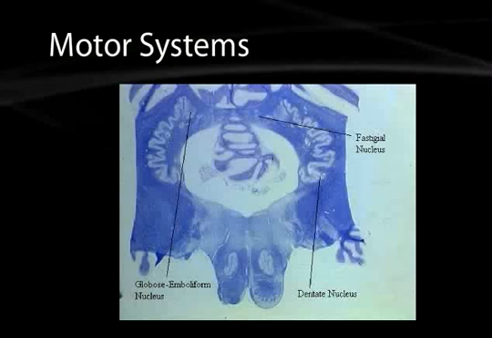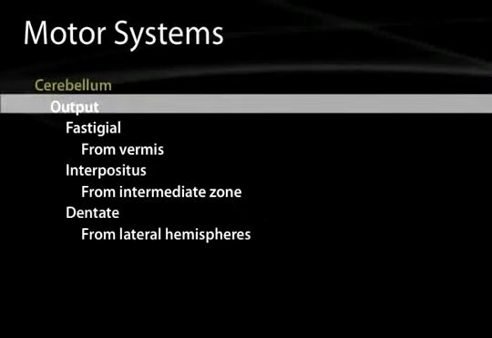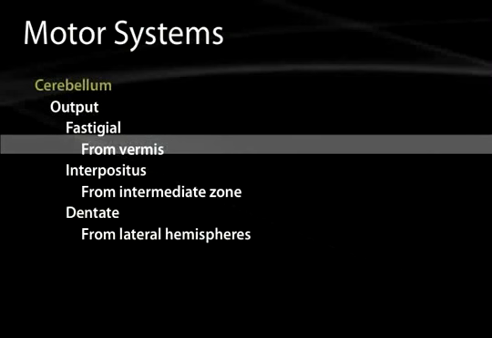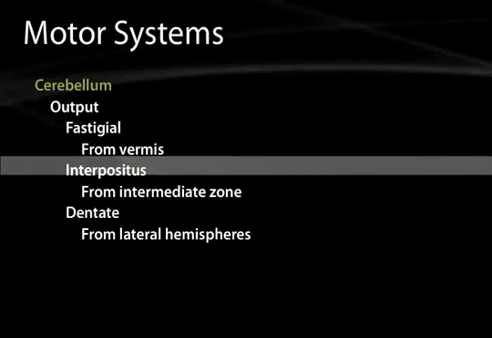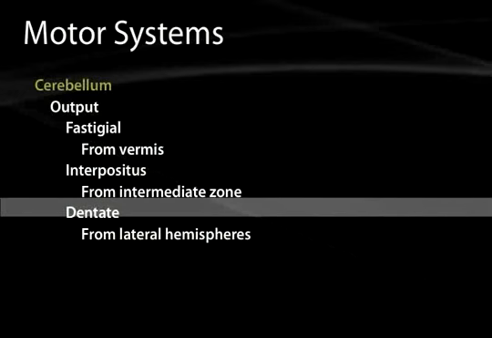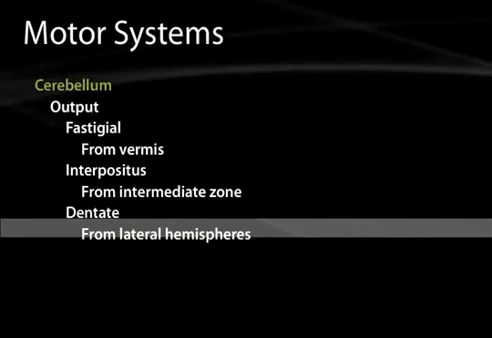Here's a picture of the three nuclei of the cerebellum. Laterally, you see the most lateral nucleus is the dentate nucleus. The next nucleus medial is the globose emboliform or interpositus nucleus, and the most medial nucleus is the fastigial nucleus. The output from each of these different regions corresponds to the mediolateral divisions of the cerebellum. So the fastigial nucleus, being the most medial nucleus, gets input from the vermis. The interpositus, being the next one laterally, gets input from the intermediate zone. And the dentate, being the most lateral, gets its input from the lateral cerebellar hemisphere.